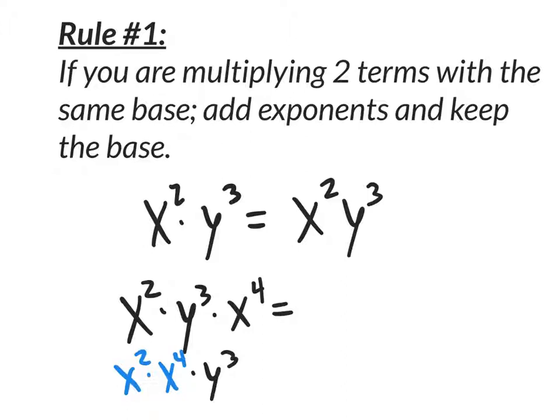So your final answer will be x to the 6th, because 2 plus 4 is 6, and then you write down the y to the third at the end. Do we get it? Okay.